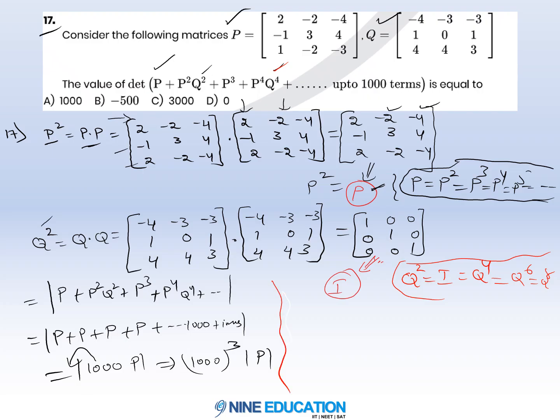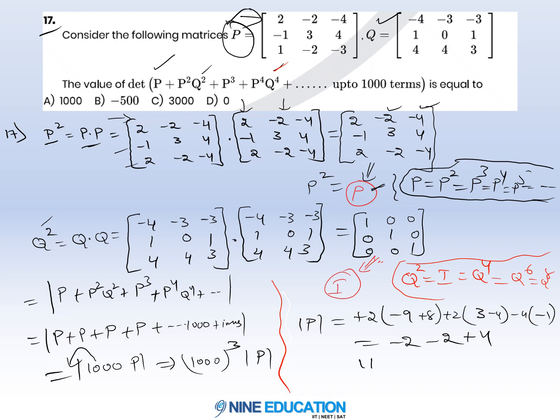So let's find the determinant of P. This is matrix P, right? Let's expand across row 1. So that P will be plus 2 into its minor, minus 9 plus 8, it's minus of minus, plus 2 into 3 minus 4. It's minus 4 into 2 minus 3, which is minus 1. So minus 1 into minus 2, minus 1 into 2 is minus 2 plus 4. So we got that det P value as 0. If det P is 0, this entire value will become 0 here.